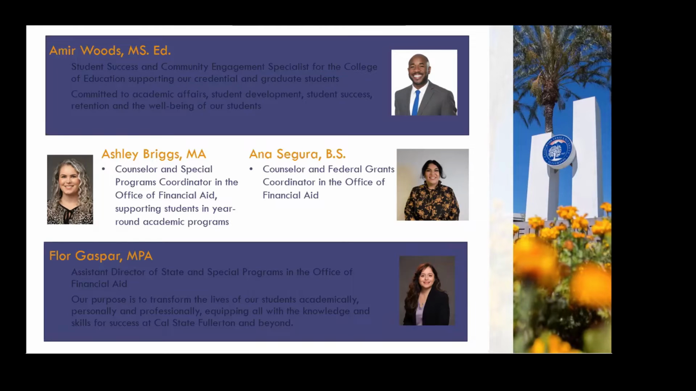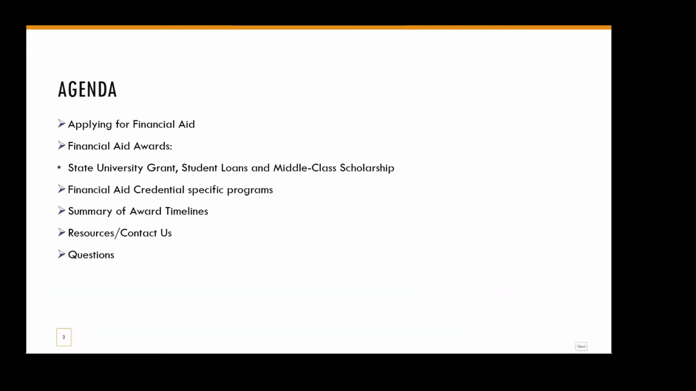Welcome to this presentation. As Amir said, today we're going to be reviewing information about how to apply for financial aid. This presentation is specifically for Credential students. Our Credential students have various specific programs that are unique to their program and how their financial aid gets dispersed for the academic year. So we will talk specifically about how to apply, the types of aid that's available to Credential students, and financial aid Credential specific programs. At the end, we'll go over some of the programs that are specific to your program of study. And then I'll be providing information on a summary of the award timelines, resources, and how to contact us. And then at the end, we'll have time for questions.